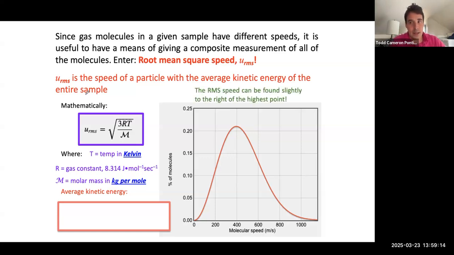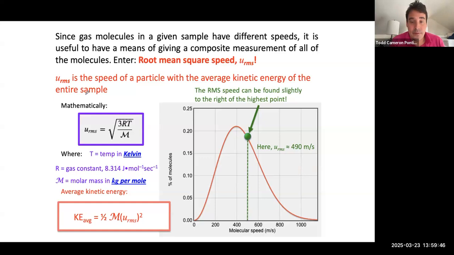The RMS speed can be estimated on a Boltzmann distribution by finding the topmost point and just moving slightly to the right of it. I'm just going to draw a little circle here. If you're estimating root mean square speed, you don't need to be super precise. Just know that you find the highest point, which is the mode, and you move slightly to the right of it. So in this case, it looks like it's about 500 meters per second, or about 490 meters per second. Close enough.